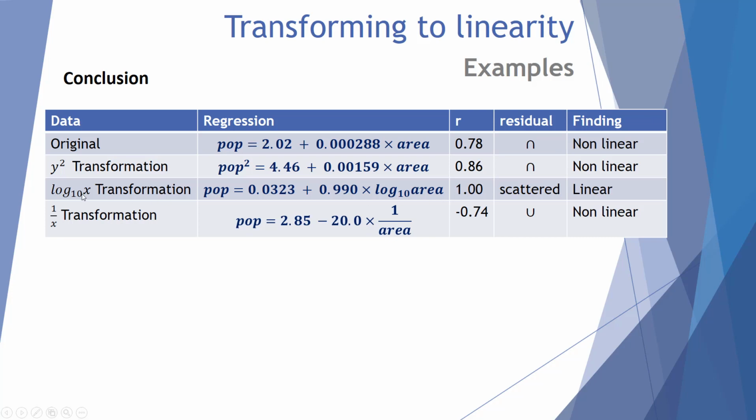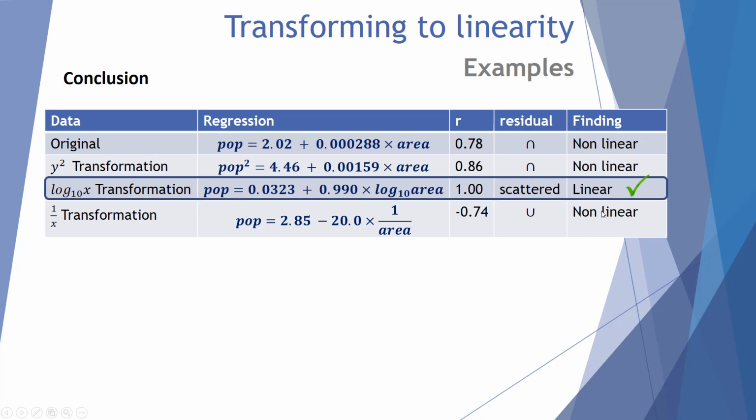Our log 10 x gave a correlation of 1. The residual is scattered, so that was linear. Our reciprocal of x transformation gave the lowest of all R values, the correlation coefficient values. It gave a residual with a smiley face and wasn't linear. So our log to the base 10 of the x transformation is in fact our correct mathematical model.